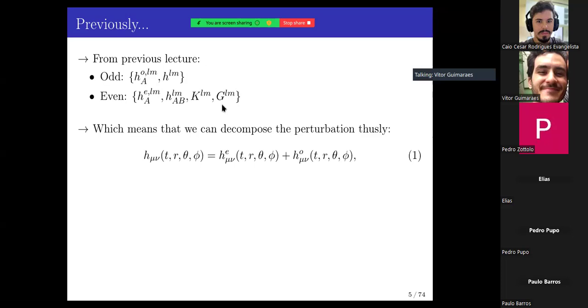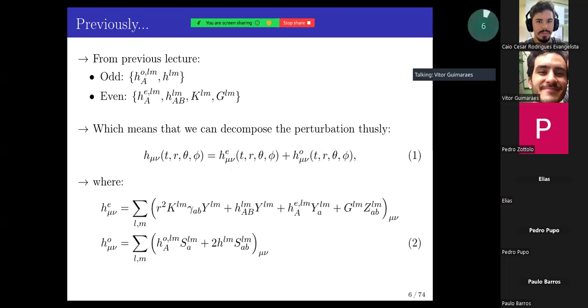Which means we can decompose our metric perturbation in the following way. Here we have the full metric perturbation, h mu nu, and we can split it into an even part and an odd part, okay? So here we have the even and odd parts. Here we see that we have an even function K multiplying an even spherical tensor, which in this case is a scalar, a (0,0) tensor, the spherical tensor Y.